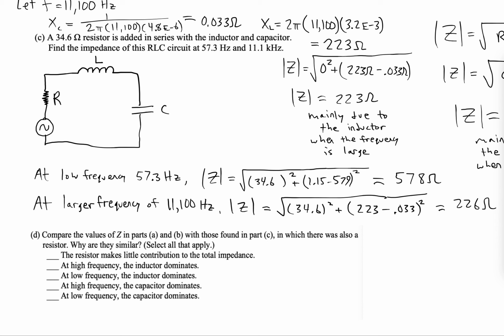The last part says, compare the values of the impedance in parts A and B with those found in part C, where there was also a resistor, and why are they similar? Well, it turned out that the resistor's value wasn't large enough to make a big contribution to the total impedance. It certainly could have if it had been a larger resistance. We also find that at high frequencies, the inductor will dominate, but at low frequencies, the capacitor will dominate.